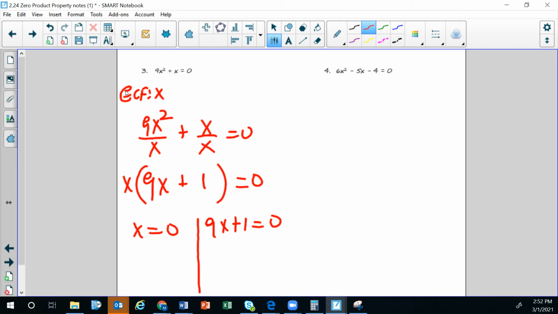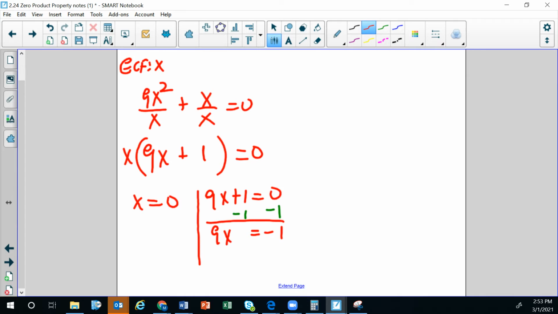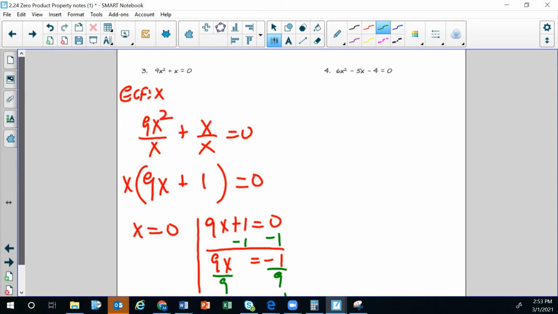Now, I want to find the value of x. So I need to move this plus 1 to the right side. Therefore, I'm going to add a -1 to both sides, draw my line. That gives me 9x is equal to -1. But I'm not done yet. I'm going to divide both sides by 9. Divide this by 9, this by 9. And so that's going to give me x is equal to -1/9. So those are my two solutions.